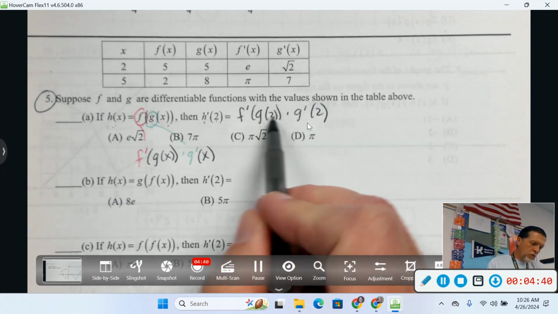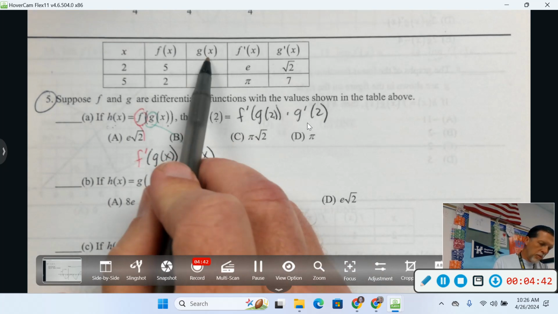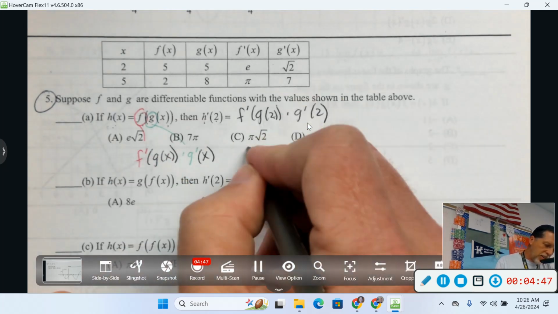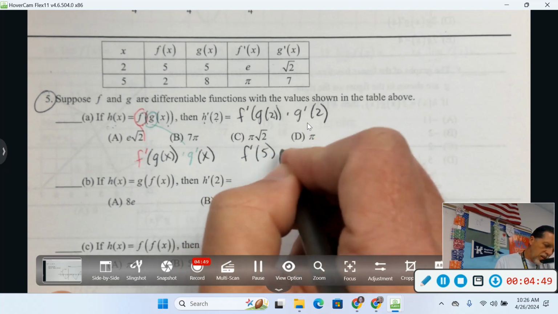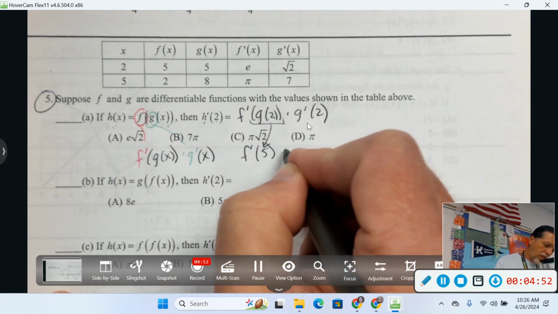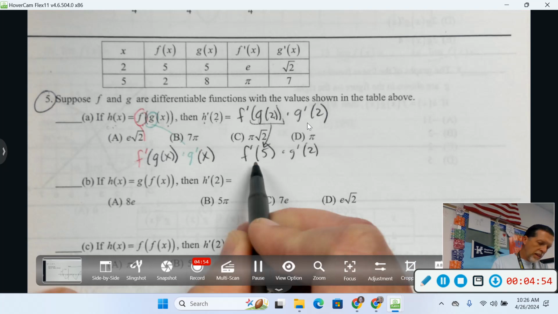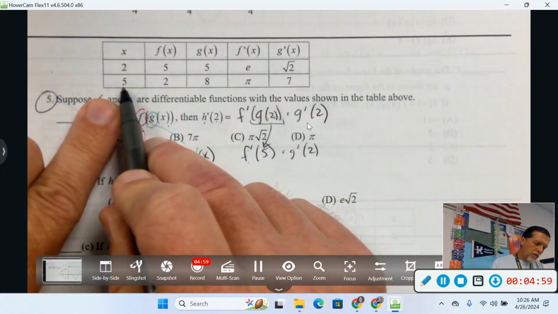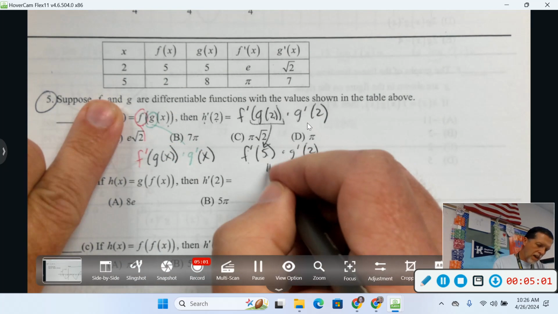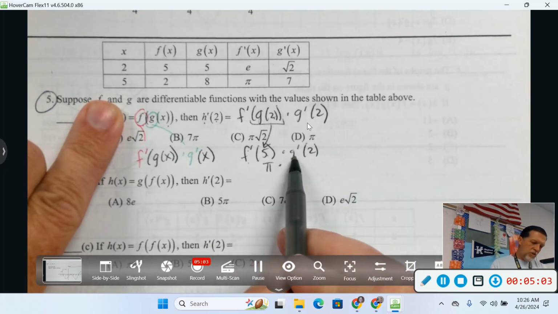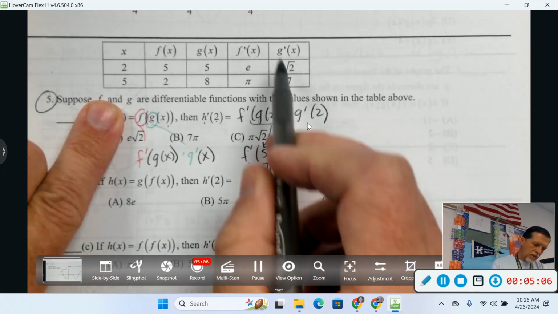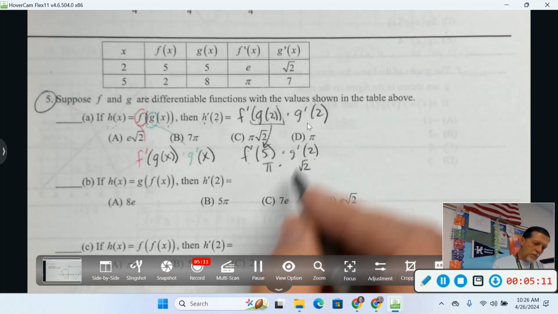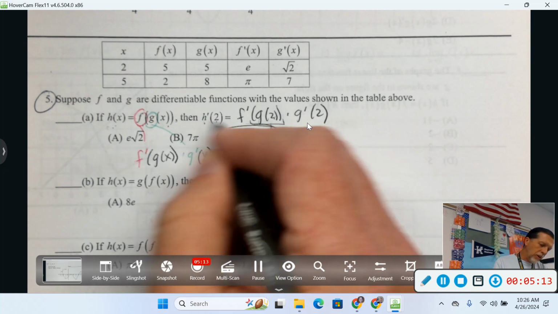Okay, g of 2, so now I go to the table. The function g, when x is 2, is 5. So g of 2 is 5. Now I need f prime of 5. f prime, when x is 5, is pi. g prime when x is 2 is the square root of 2. So pi root 2. Funny, weird answer, but there it is.